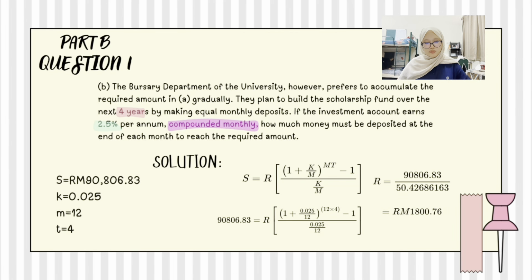In this question, we need to use the future value of an annuity formula and solve for the monthly deposit. In the information, S is 90806.83 ringgit, K is 0.025, M is 12, T is 4. After calculation, the required monthly deposit is 1,800 ringgit and 76 cents.